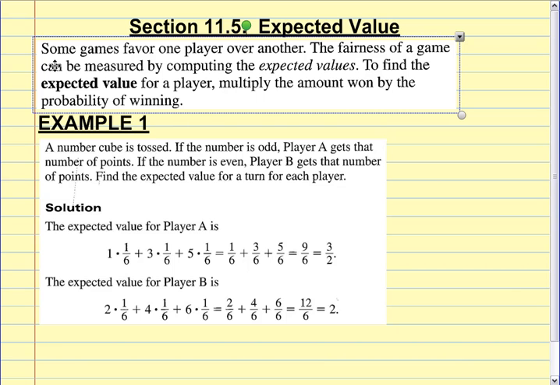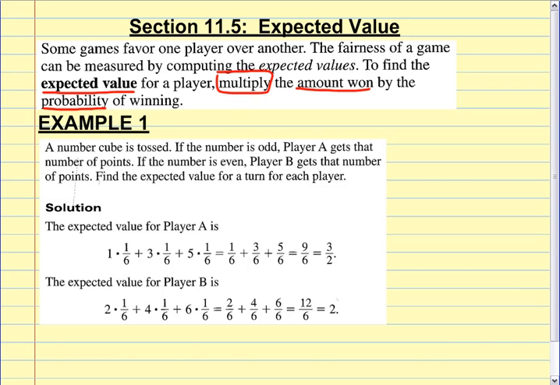Now, here's the important thing. To find the expected value for a player, multiply the amount won, like the points, by the probability. Points multiplied by probability gives us the expected value. Now, let me just talk to you about one real quick.